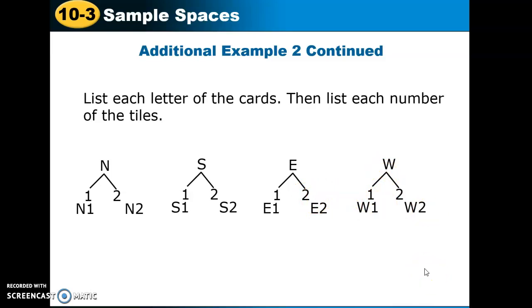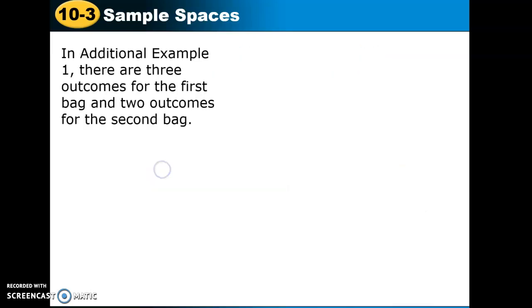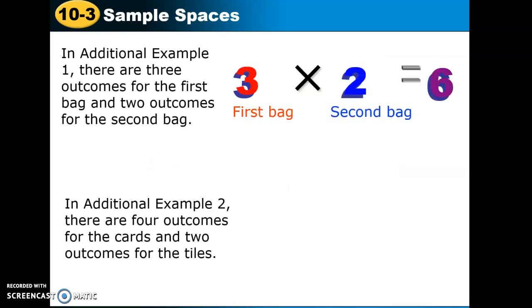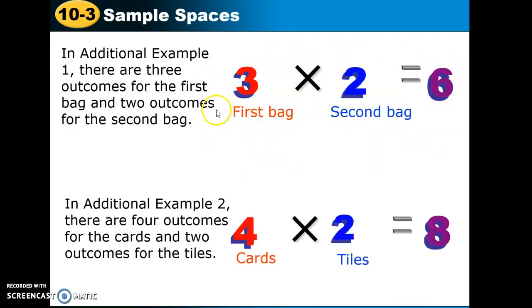So that's another way to do it. Instead of writing a chart, you can write a tree diagram. I kind of like the tree diagram. The only problem with both methods, if you have lots of different options, it's going to take you forever to write them out, correct? So the important thing that we're going to learn is called the counting method.